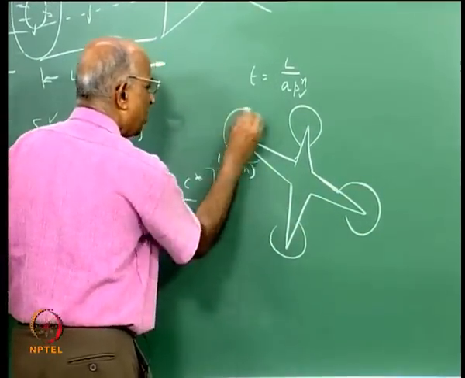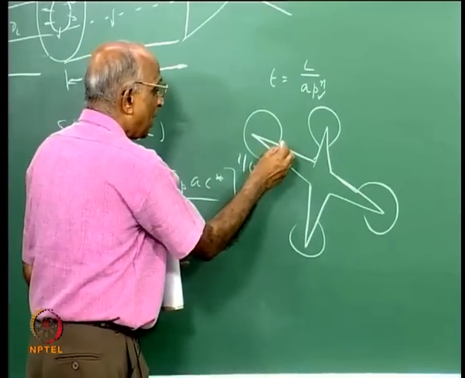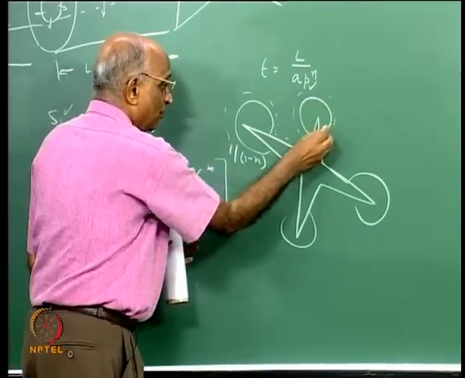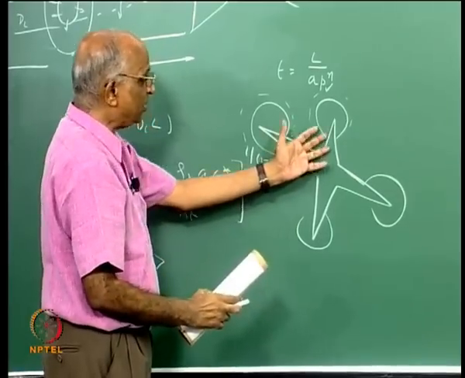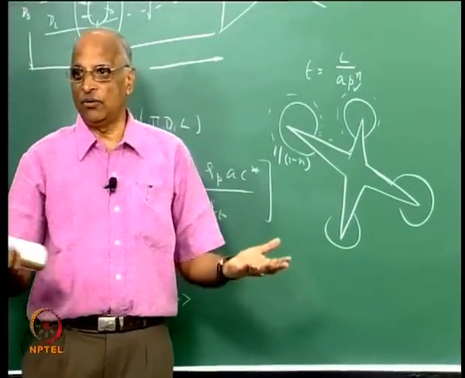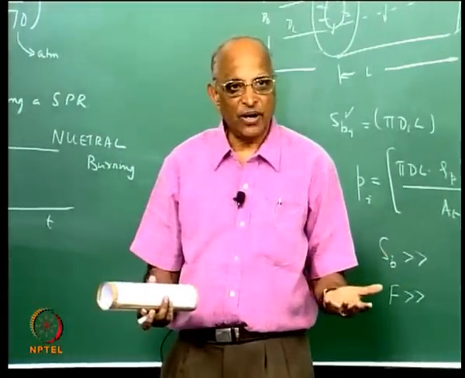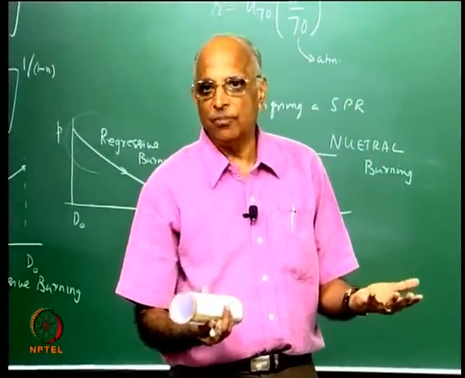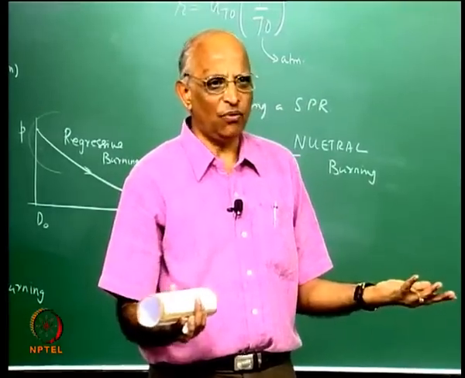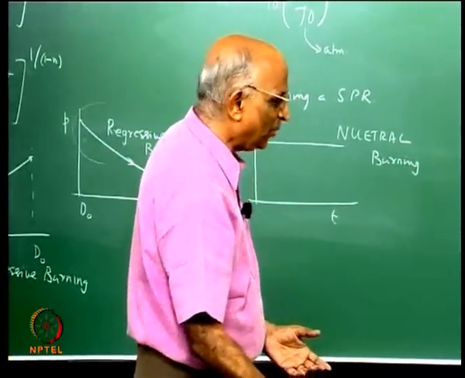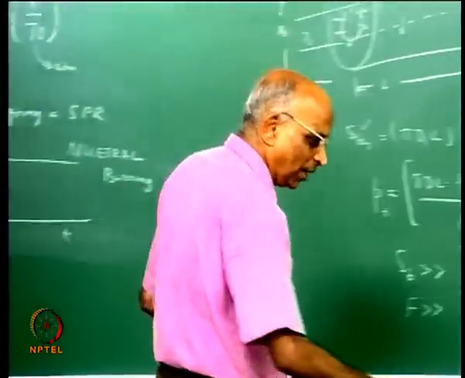I could have given whatever shape I want, and all that I have to calculate is how the burning rate evolves around this surface. Can I find out how Sb changes with time? And once I know how Sb changes with time, I know how the pressure changes with time, and I will find out how the force or the thrust which the rocket will develop with time is known to me. And that is all we do while designing solid propellant rockets. Therefore, to be able to do this, let us do a simple example today.